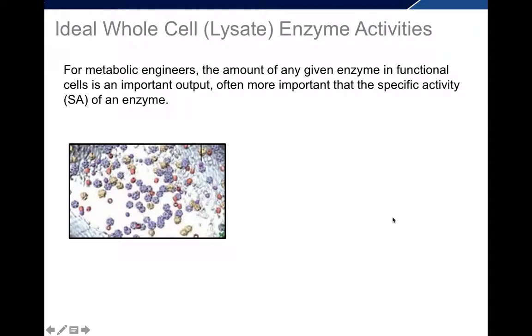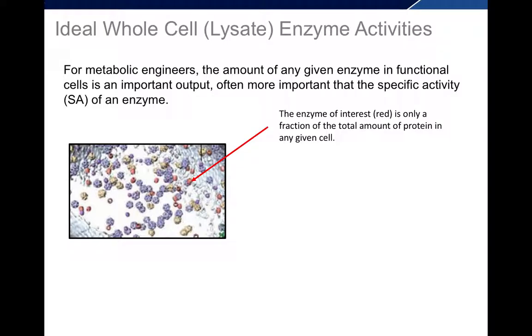Now we have this cell that has a specific productivity or specific rate, right? And we want to come up with a concept called an ideal whole cell enzyme activity, which is basically the amount of activity that we're getting for our particular conversion or our particular synthesis per cell or per amount of protein. So for metabolic engineers, the amount of given enzyme in a functional cell is important, not so much the amount of how good the enzyme may be, although they're both important.